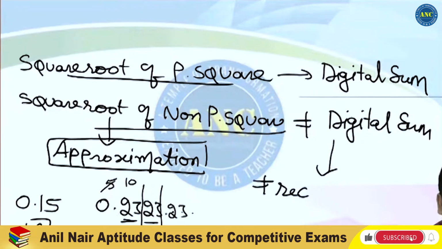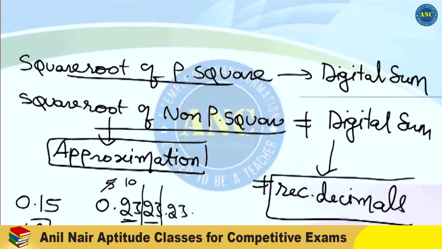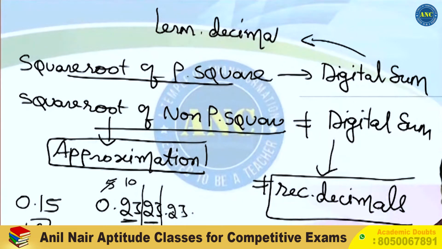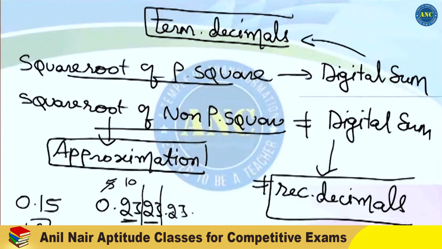Digital sum cannot be used for recurring decimals. It can be used for terminating decimals. I hope this idea is crystal clear to you.